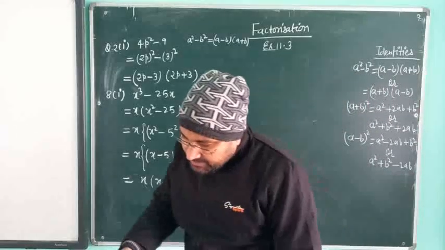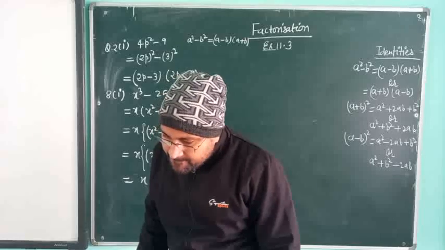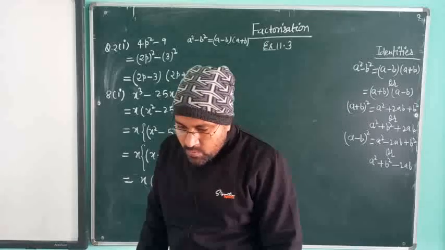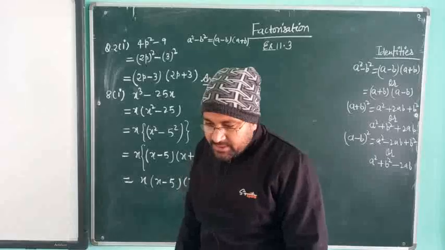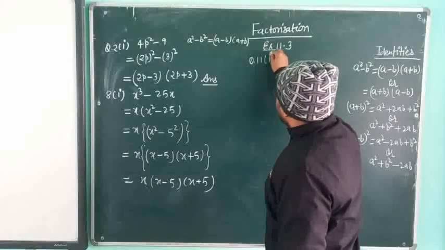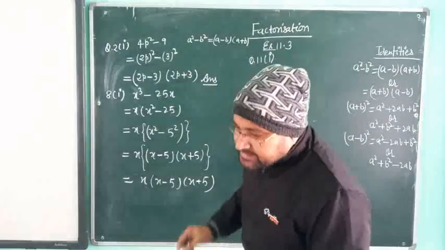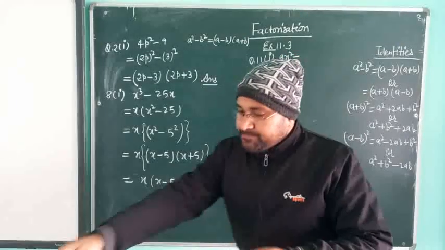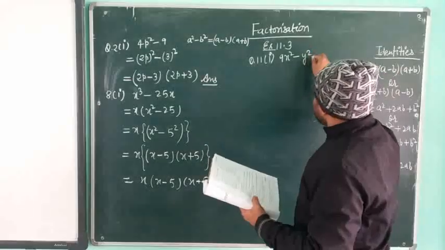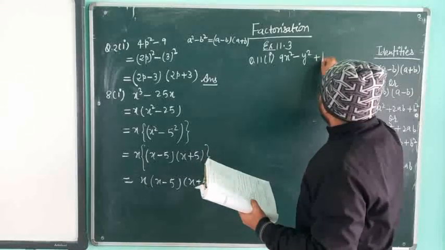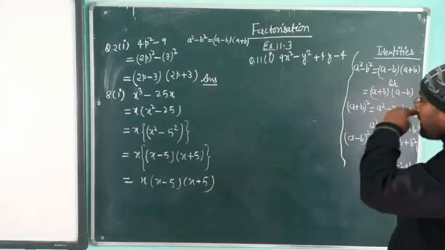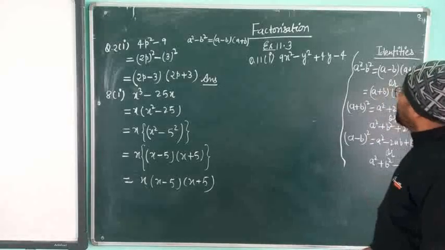Other questions are just similar. Now you can see question number 11, its first part: 9x square minus y square plus 4y minus 4. This is our question.